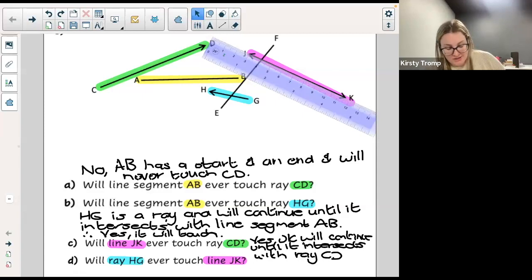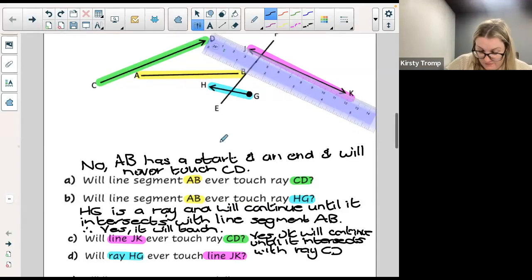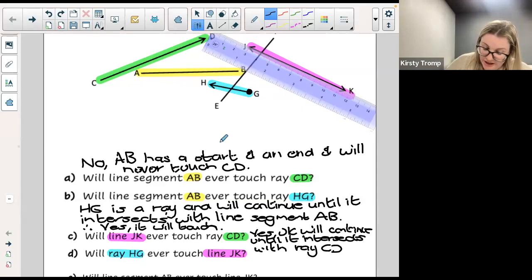Umar, can you tell me why not? Ma'am, it's because HG is going in another direction and JK is going more upwards. Good, well done. And do you agree that HG starts here? So it's got a start point here. If it was continuing into infinity the other way, then maybe it would have touched JK. Do you agree? Yes, because then after the angle it is in would touch JK. Good, nice, but it's not going to touch.